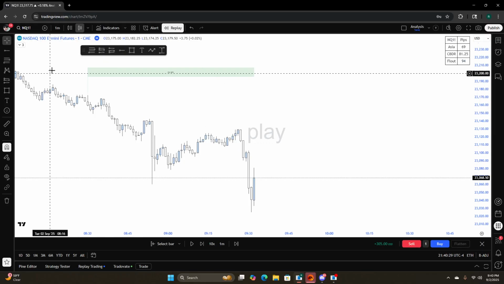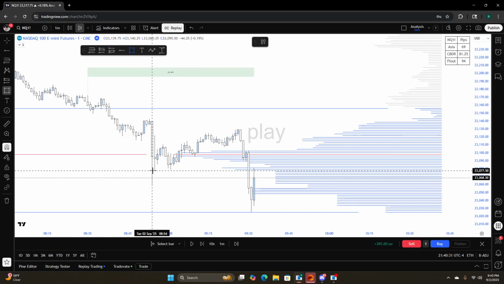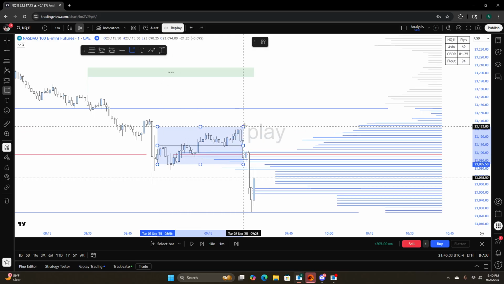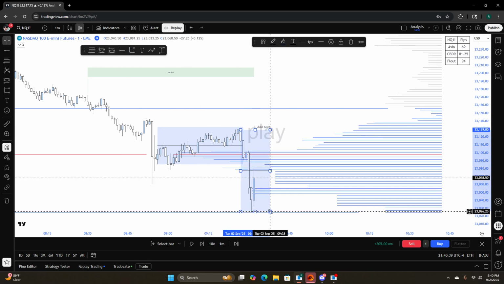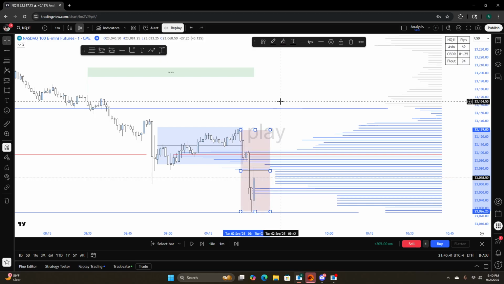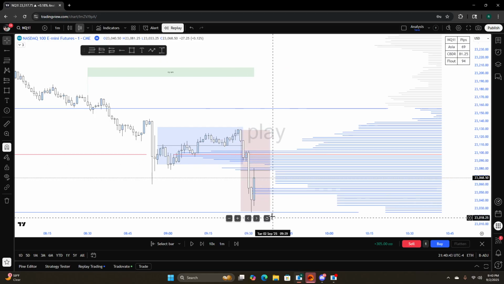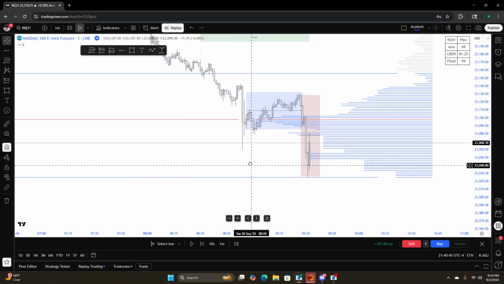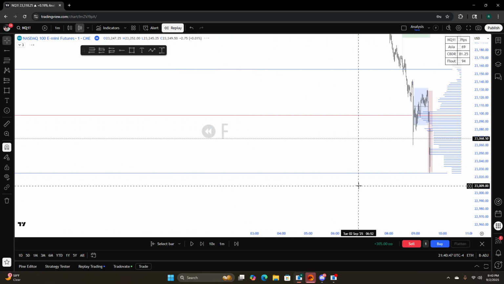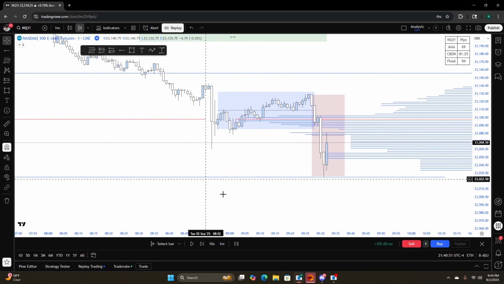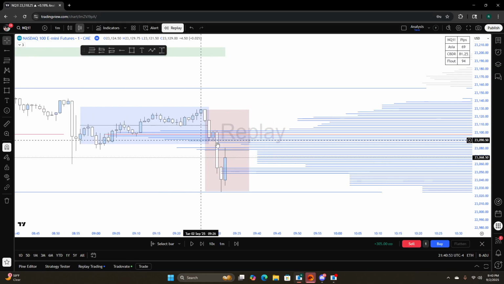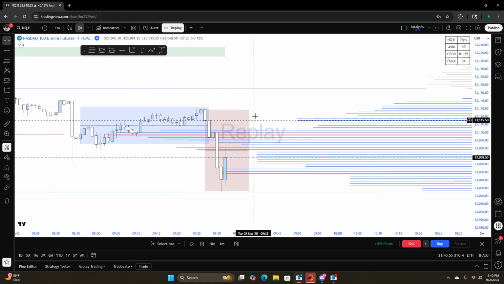Here's the entry model right here. We have our accumulation zone, our manipulation zone, which created a nice IFEG in a sweep of this engineered liquidity, also tapping value area low, hitting that 4-hour gap, sweeping some other daily engineered liquidity, and then we're just gonna wait for our distribution.